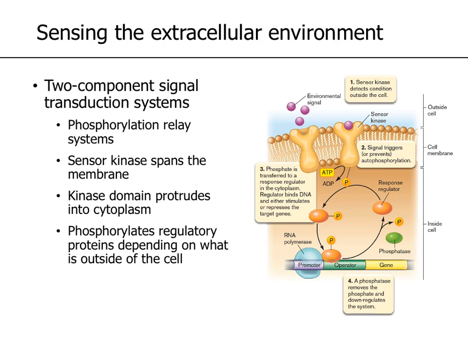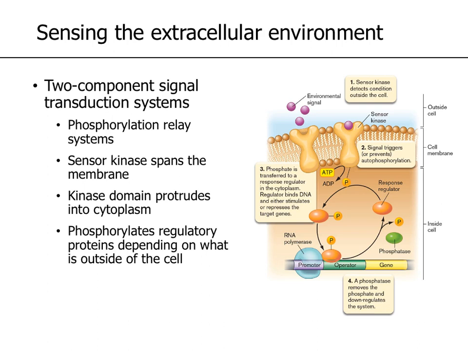All right, so that was how the cells sense their internal environment with these different regulatory proteins. But the cells also have to sense what's going on outside, right? The most common way that they do that is through two-component signal transduction systems. These are phosphorylation relay systems. You have a protein that spans the membrane, called the sensor kinase. The kinase domain will be on the outside, and it will bind some environmental signal that causes a conformational change in the protein and essentially kicks off this phosphorylation cascade.